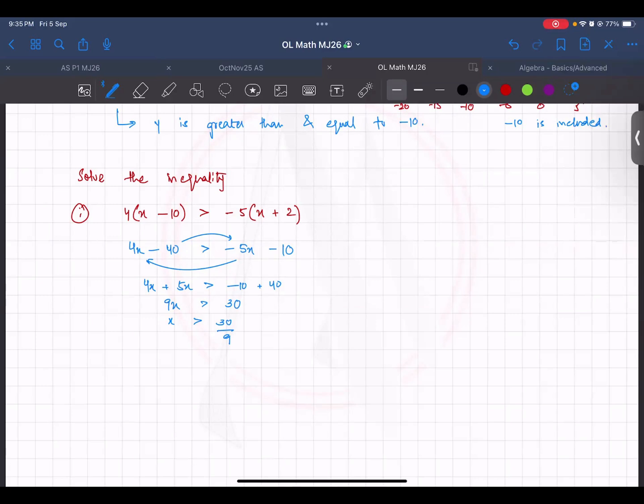It is the same old algebra, but now you try to keep the variable positive so that you don't mess up the signs of the inequality. Sir, this will simplify to 10/3? It will become 10/3, yes. 10/3. That's it.